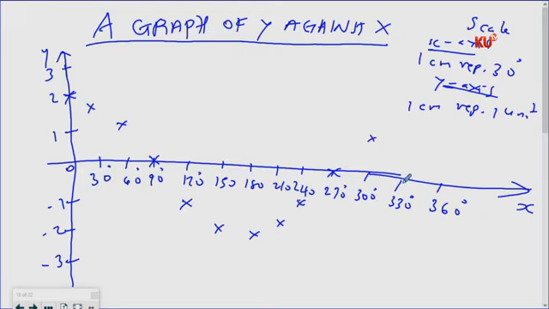When x is 330, y should be 1.7 approximately. If this is 1 to 1.7, should be somewhere there. Finally, when x is 360, our y should be 2. Now you can join these particular points to form a smooth curve.